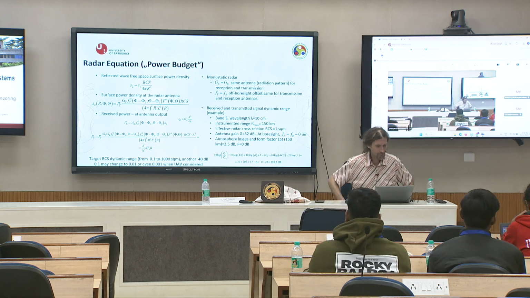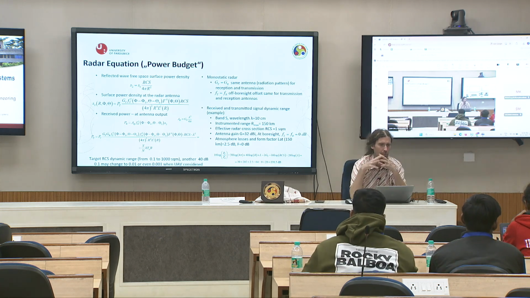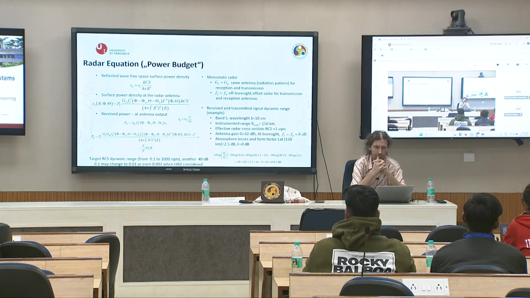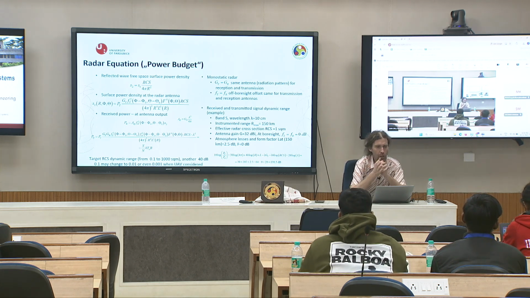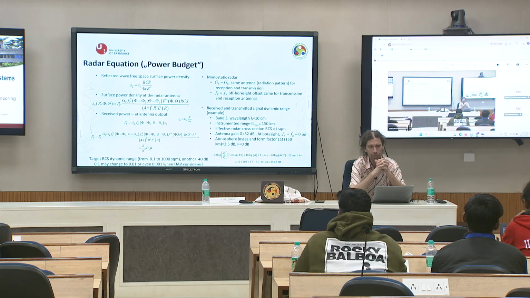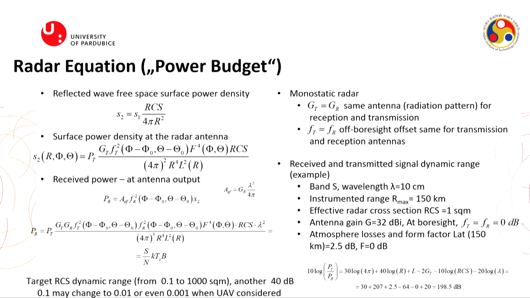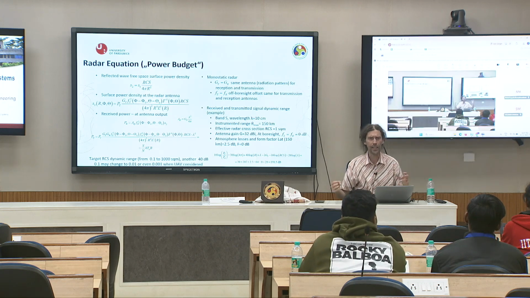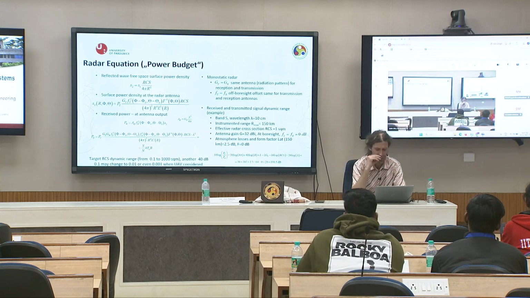Okay, we will continue with the lecture, and now it will be about the power budget and the radar equation. In the first formula you can see the reflected wave-free surface power density. S2 is the received signal, S1 is the transmitted signal, and RCS is the radar cross section. It is something in square meters, like the effective reflection surface of the transmitted wave from the target. Later you will see the exact formula.